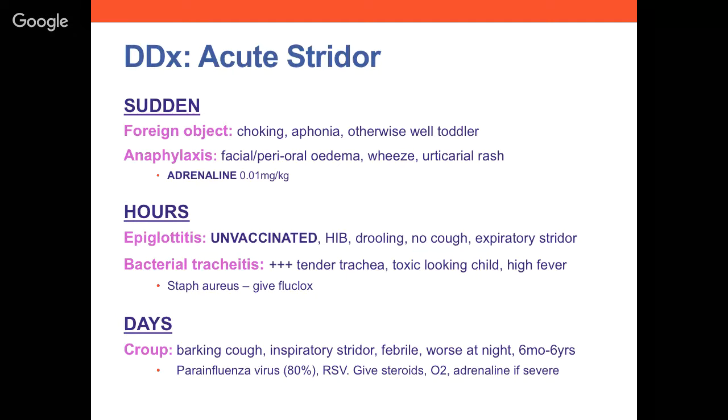Bacterial tracheitis is a super tender trachea. They look really toxic, high fever, and it's normally because of Staph aureus. So classic Staph aureus, you get flu clogs.